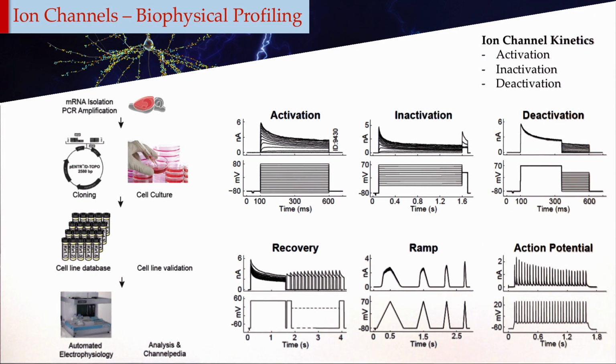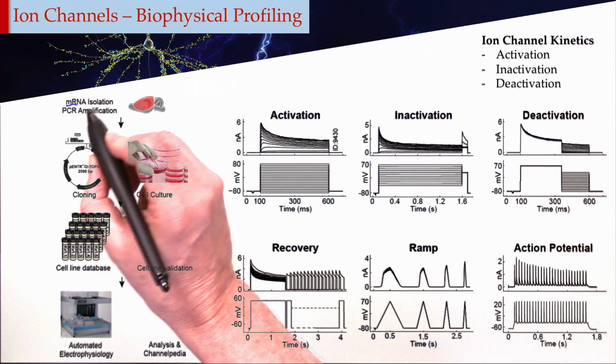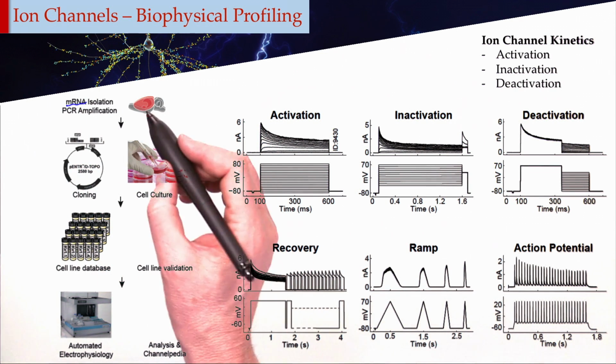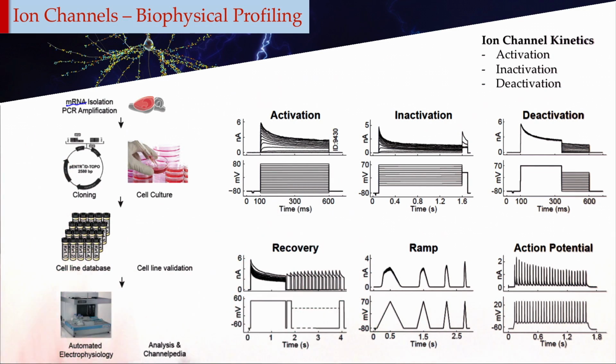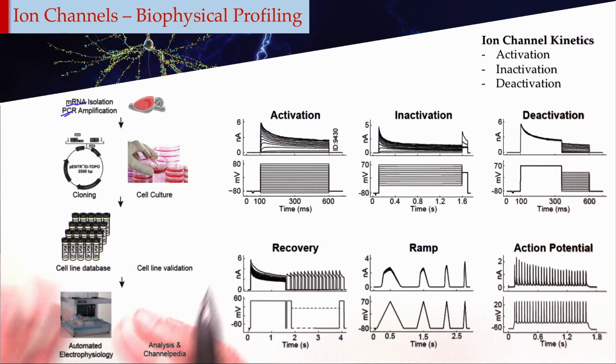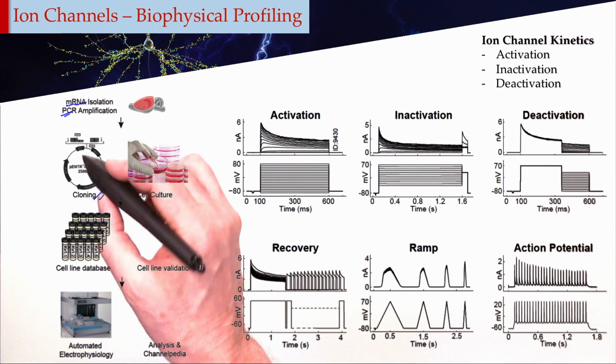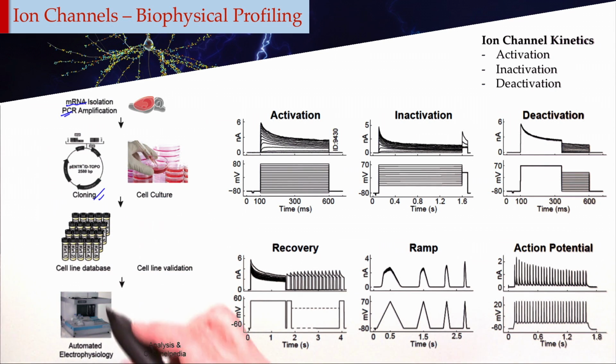How do we characterize how these ion channels behave? One way is to isolate the messenger RNA from the brain. So you basically homogenize the tissue, you isolate the messenger RNA, you do PCR amplification, you get your cDNA, you clone the gene and put it into a vector, and you inject that into cell lines.